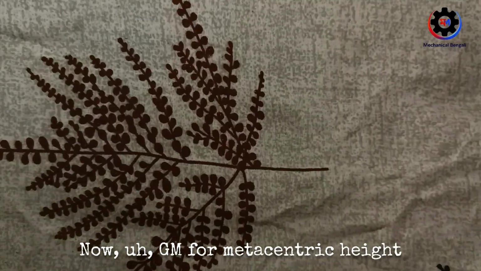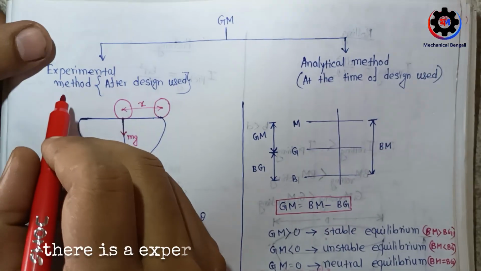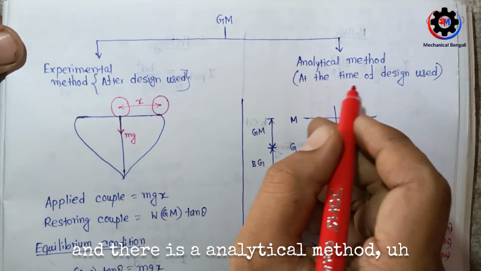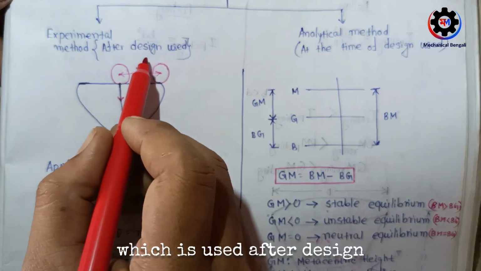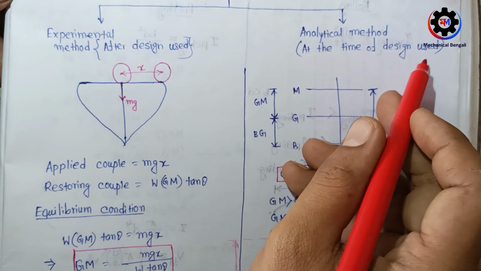Now for metacentric height, there is an experimental method to calculate it, and there is an analytical method. The experimental method is used after design, and the analytical method is used at the time of design.